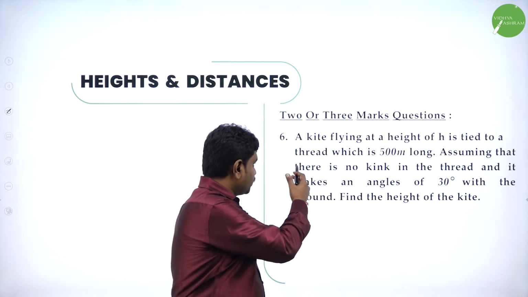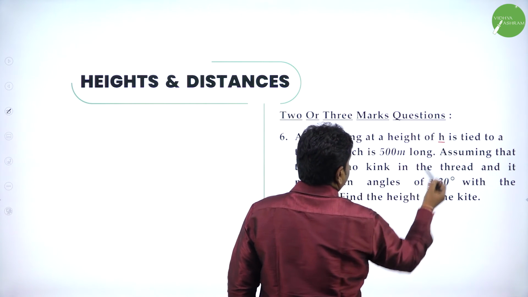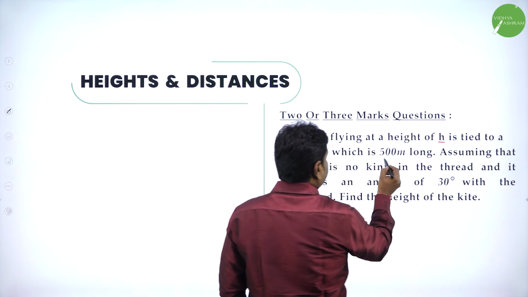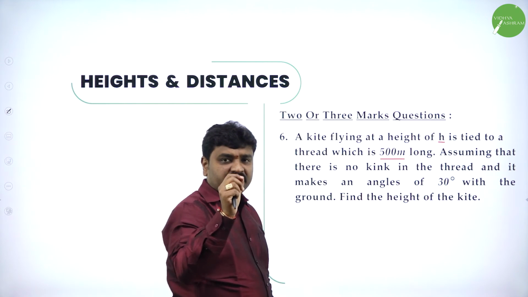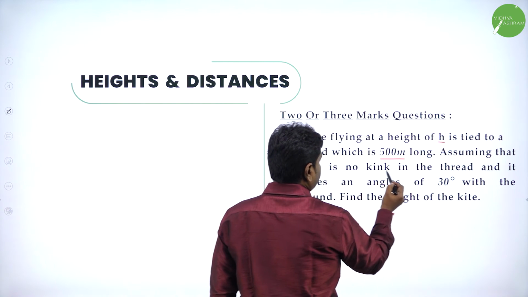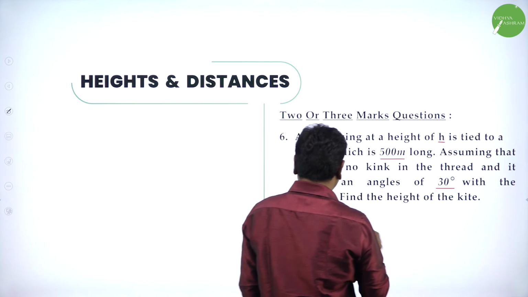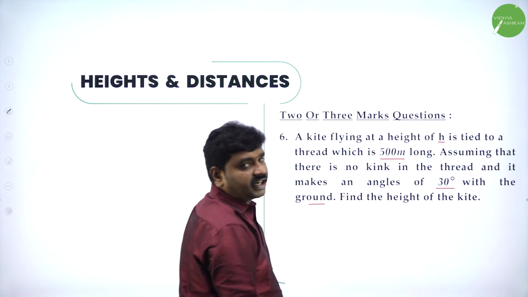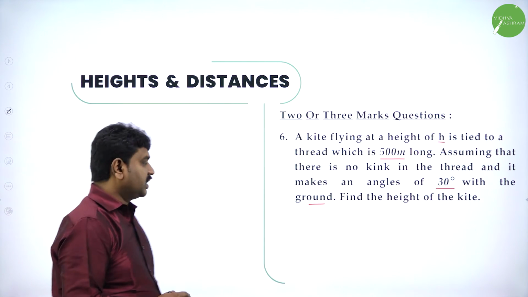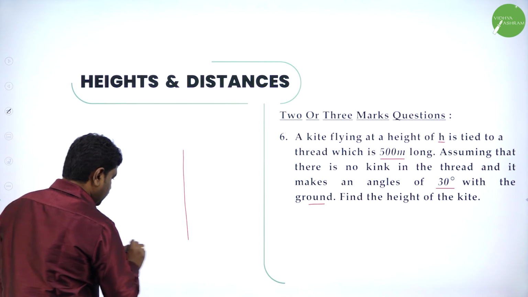Okay, let me start with question number 6. A kite flying at a height h is tied to a thread of 500 meters. So the thread length is 500 meters. Assuming that there is no slack in the thread and it makes an angle of 30 degrees with the ground, find the height of the kite. So first let us draw a relevant diagram.